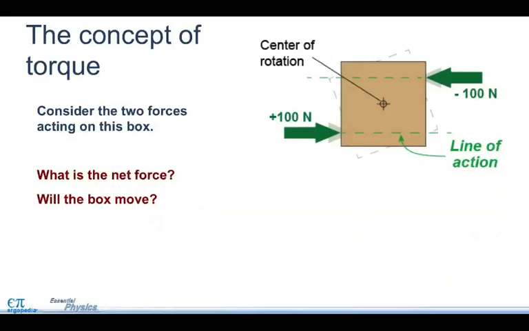So consider the box depicted on this slide. Now this is a top-down view of a box on the floor. If two forces equal in magnitude are applied to the box as shown, what is the net force? And will the box move? Pause the playback in order to ponder the answers to these questions.